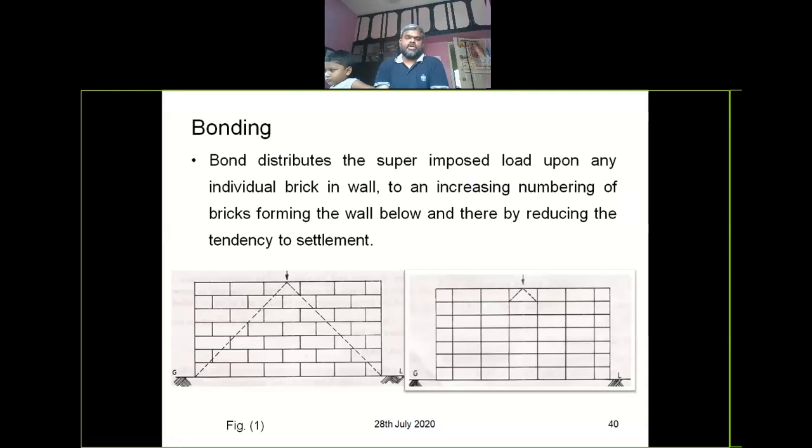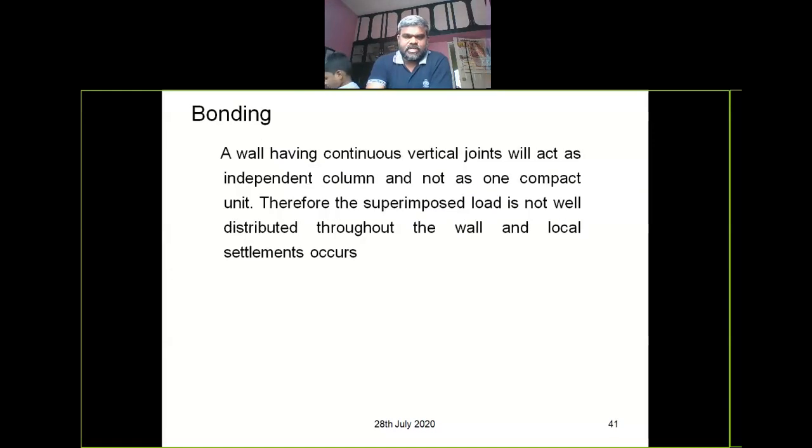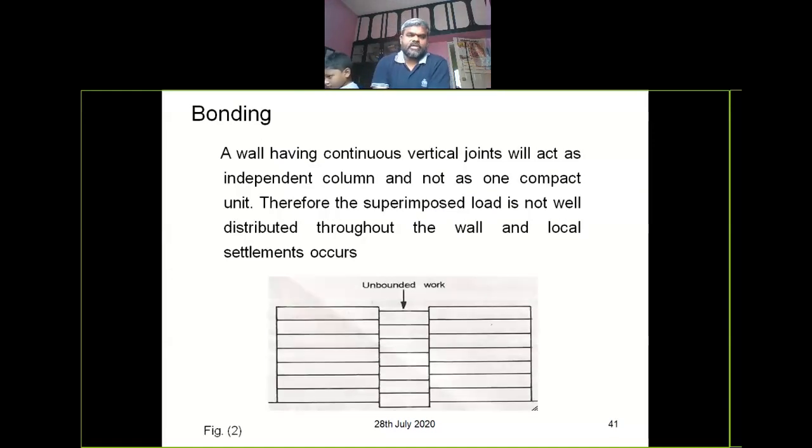The bonding distributes the superimposed load upon any individual brick in a wall to an increasing number of bricks forming the wall below, and thereby reduces the tendency to settlement. A wall having continuous vertical joints will act as an independent column and not as one compact unit. Therefore, the superimposed load is not well distributed throughout the wall, and local settlements occur.